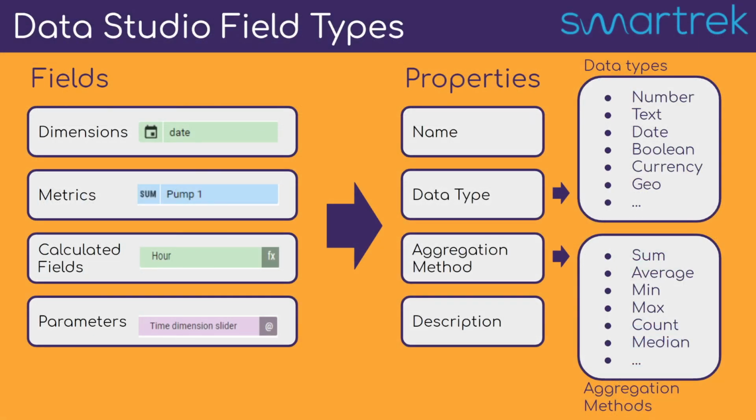All right, so the last field type that we need to talk about is parameters. Parameters store user-defined data. You can use parameters to customize your report and data sources depending on some user input. We'll see a real example later when we build a slider to control our data.